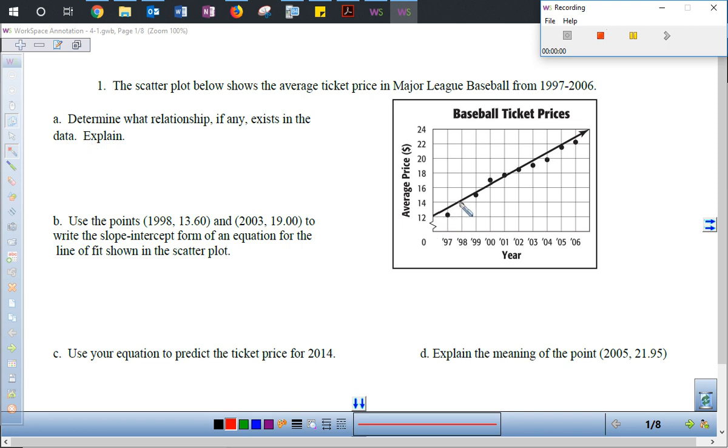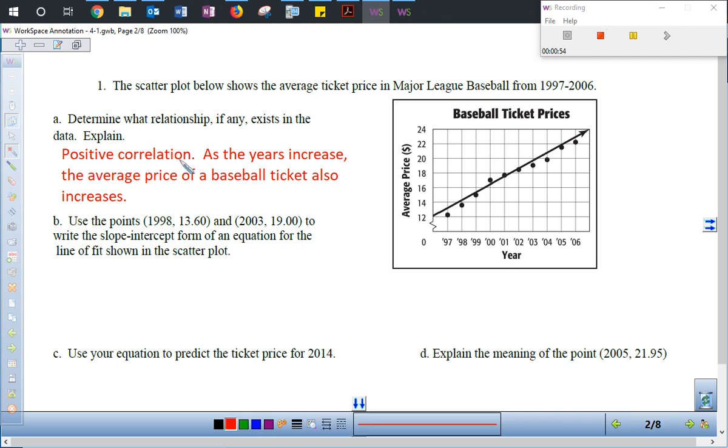So if you notice, the points on our scatter plot are all kind of moving up together in the same general direction. So that means we have a positive correlation. Now to explain, if you'll remember from last lesson, we want to combine the axis titles and make a nice little pattern here. So we'll start with as time in years increases, then we'll combine these: the average price of baseball tickets also increases. So I had a positive correlation: as the years increase, the average price of a baseball ticket also increases. Now feel free to pause the video and write that down if you need to.